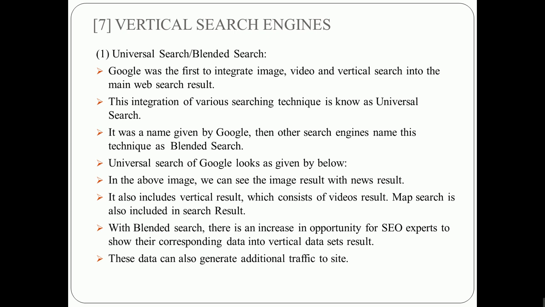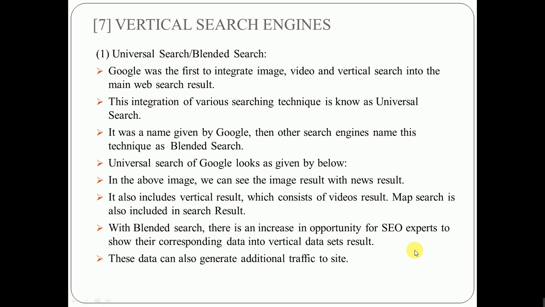The name given by Google is universal search, and other search engines call this technique blended search. Universal search of Google looks as given below. We will see an example of it later on.